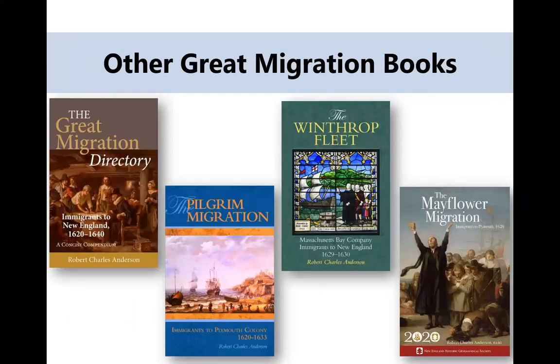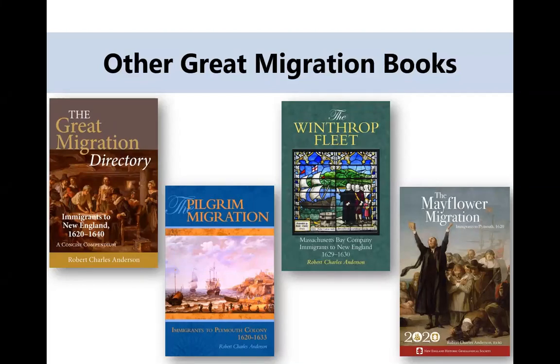Other books from the Great Migration Project that the researcher of the 17th century will find useful include the Great Migration Directory, the Pilgrim Migration and Winthrop Fleet materials. The Great Migration Directory covers up to 1640. It does not include any biographical sketches, but it does list a series of references for each immigrant.